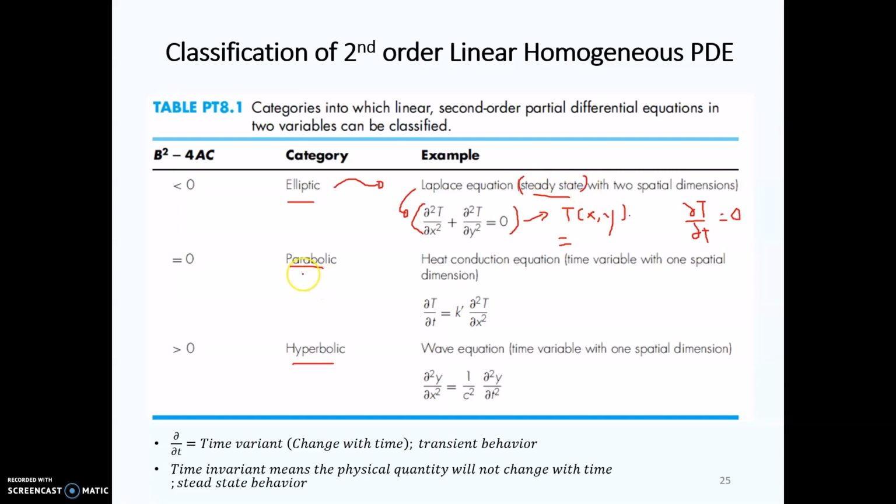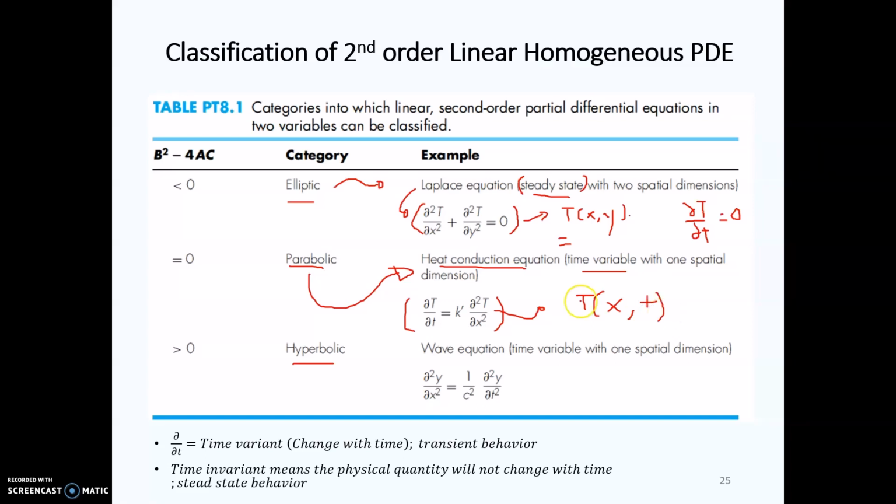On the other hand, the characteristic of the parabolic PDE is the time variable for the physical quantity. The heat conduction equation here is one of the examples for the parabolic PDE. In this case, you want to find the temperature change with respect to x location. Not only that, you want to find the temperature change with respect to time as well.